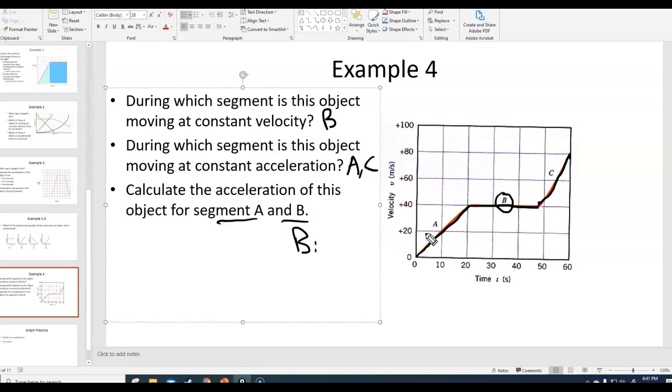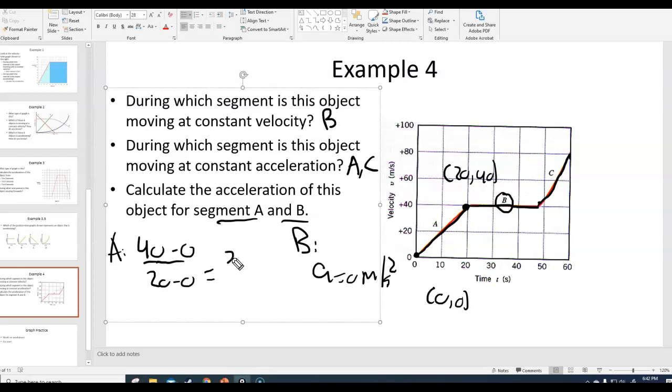Segment B is easy because if it's constant velocity, the acceleration is automatically 0 meters per second squared, right? Because the velocity is not changing, and also the slope of the line is 0 because it's flat and horizontal. For A, on a velocity time graph, to find the acceleration, you need to find the slope. You pick 2 points. I'm going to do 0, 0, and I'm going to pick this endpoint over here, 20, 40, and then I plug into my slope equation. I'm going to do 40 minus 0 divided by 20 minus 0, and that gives me 40 divided by 20, which is 2 meters per second squared. So the acceleration in segment A is 2 meters per second squared, and that is the answer to example 4.